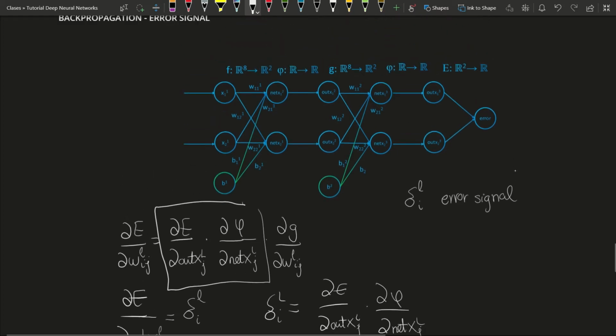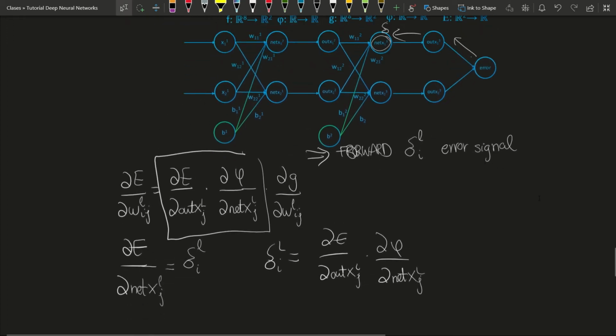So if we want to visualize it, we want to calculate the derivative with respect to this value, so we go in this direction. Okay, this is why the backpropagation goes in the opposite direction of the feed forward. The backpropagation goes backwards and the other goes forward. That is the feed forward, and this is why this algorithm is called backpropagation and is based on the chain rule of calculus.